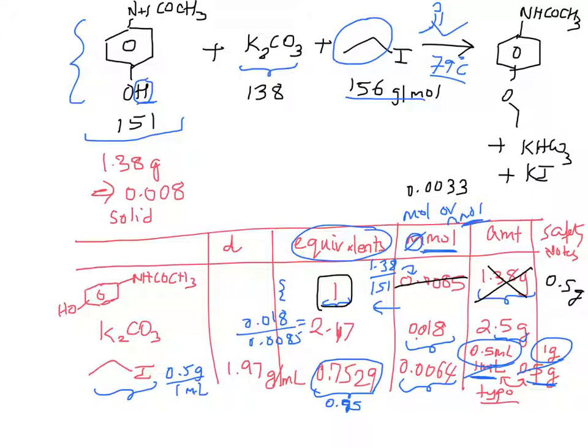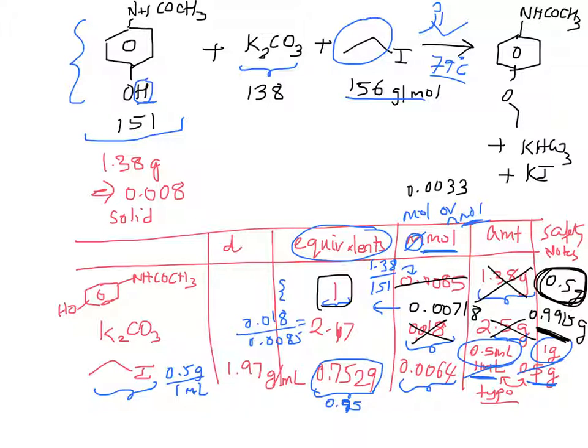So in order to determine the amount of K2CO3 that I need for this scale, it's going to be 0.0033 times 2.17, and that gives me a value of 0.00718. And if I multiply this by the molar mass of K2CO3, which is 138, I get a number 0.9915 grams. That means that if I want to run my reaction on the 0.5 gram scale, I should be using 0.9915 grams of K2CO3. So far, so good.